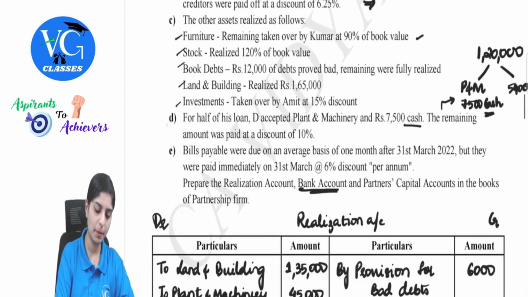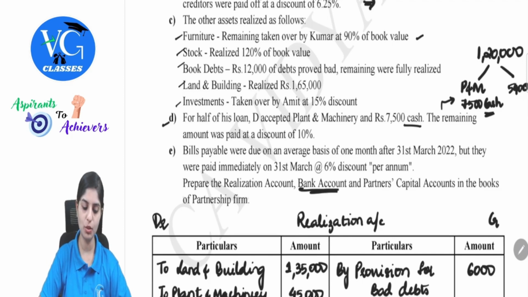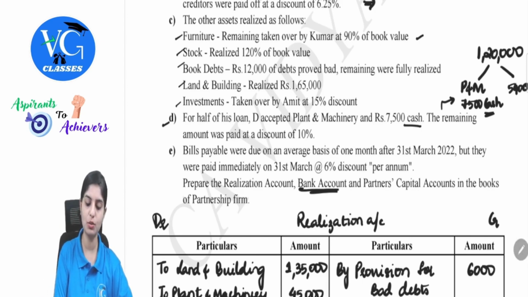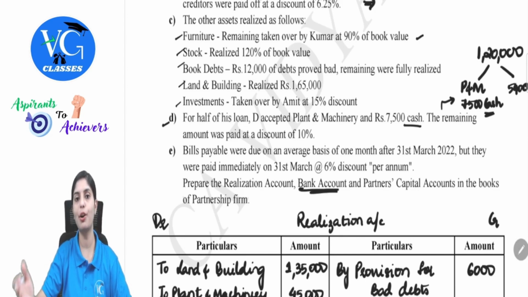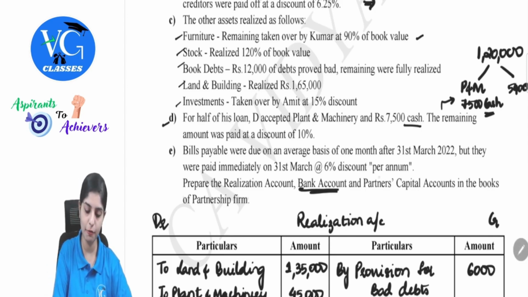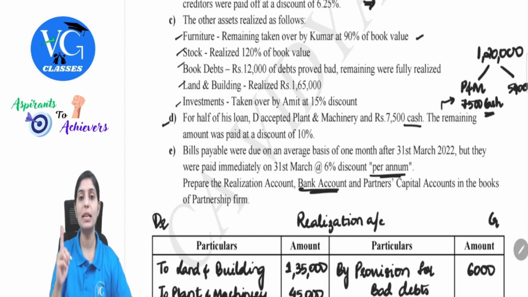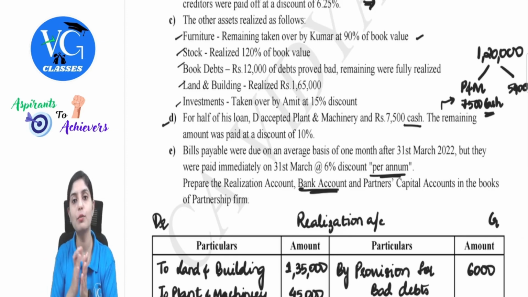Yes. Bills payable were due on an average basis of 1 month after 31st March 22, but they were paid immediately on 31st March at 6% discount per annum. Bills payable was your outside liability. This was due on an average basis of 1 month after 31st March, that is beyond your dissolution date. But they paid it immediately on 31st March at 6% discount per annum. Understand this carefully. It was due 1 month. That means if they are giving you the discount percentage per annum, this is for the whole year. You have to just take it for 1 month.